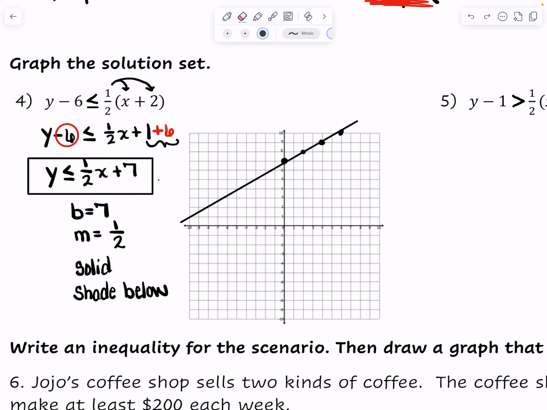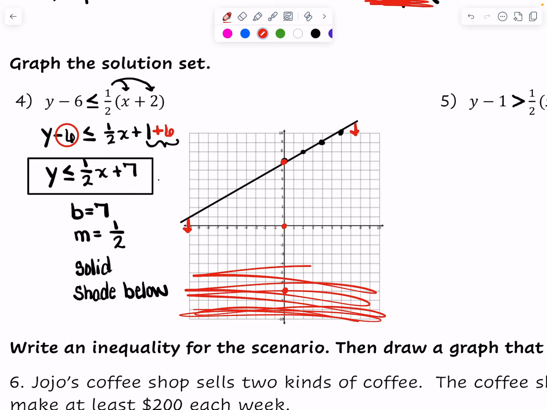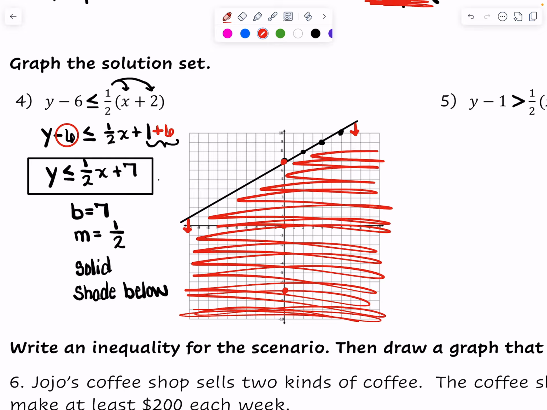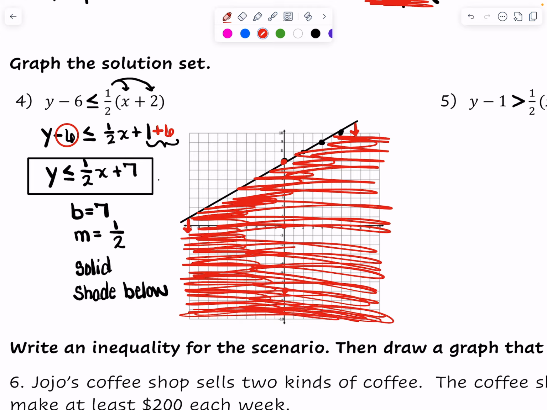Okay, so now that we've got that, if we're shading below, it's where the y values are getting smaller. So if y is 7, then here y is 0. Right down here y is -7. So we want to shade below where the y values are less than the graph. Now remember, all viable solutions can land anywhere in the shaded area, and they can land on a solid line. Cannot land on a dashed line.